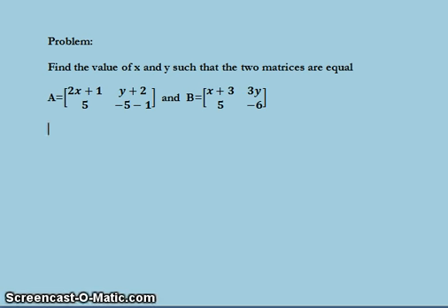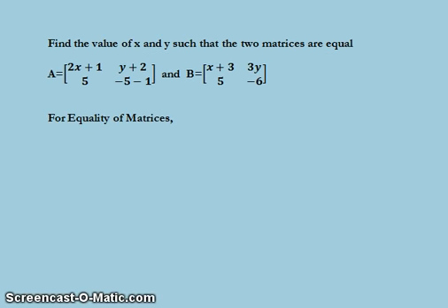Here we have a problem in which we are supposed to find the values of x and y such that the two given matrices, that is A and B here, are equal. As we have discussed in the previous section, for two matrices to be equal, the order and the corresponding elements of the two matrices must be equal. So as we can see that the order of A and B is equal to 2, thus these two are comparable, and thus we can equate the values of x and y by keeping the corresponding values of A and B equal to each other.